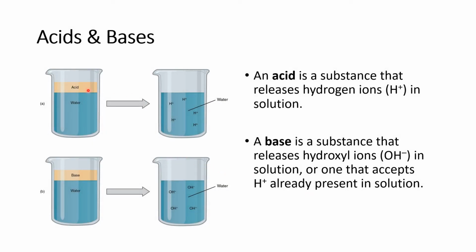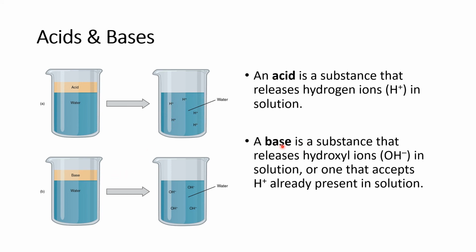An acid is a substance that will release hydrogen ions into the solution. So here's an acid placed in water. What happens is this acid begins to break off these H pluses, which are ions, cations in this case, hydrogen ions. So the more hydrogen ions there are floating in a solution, the more acidic the solution is.